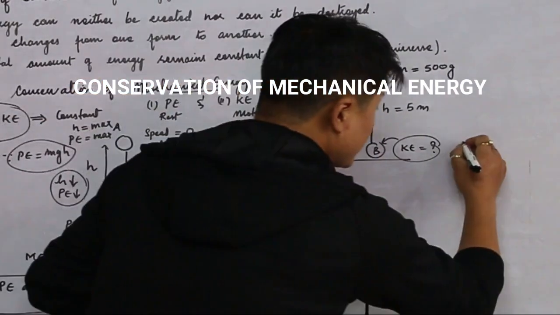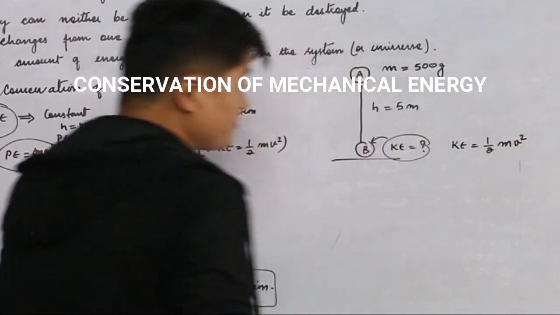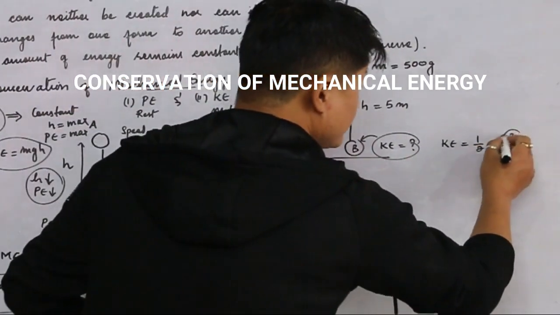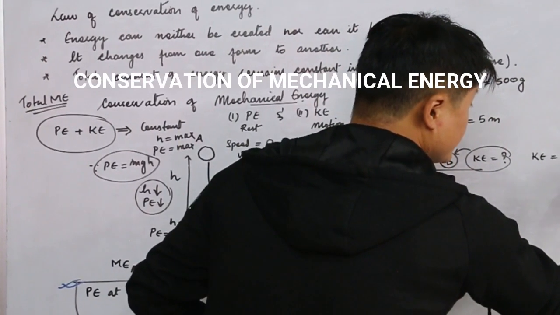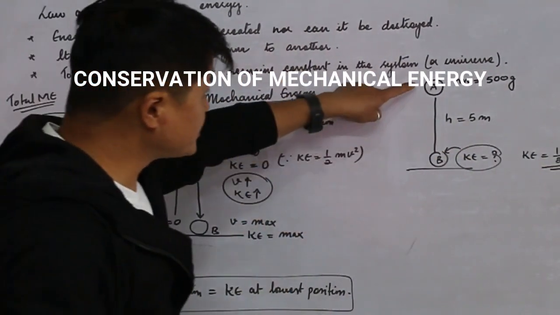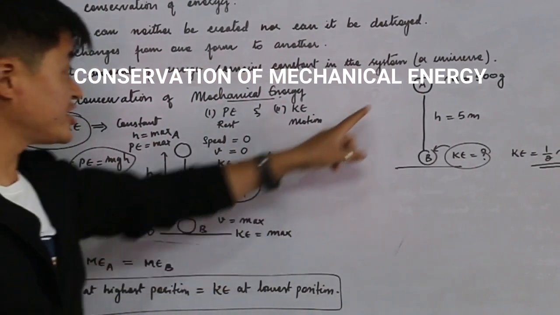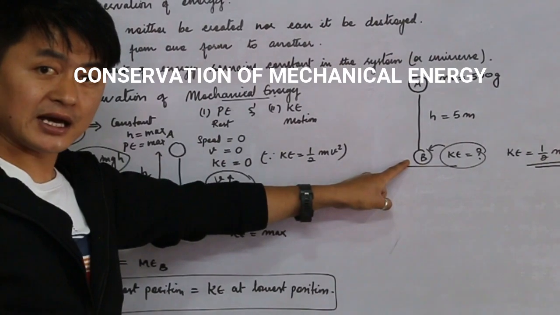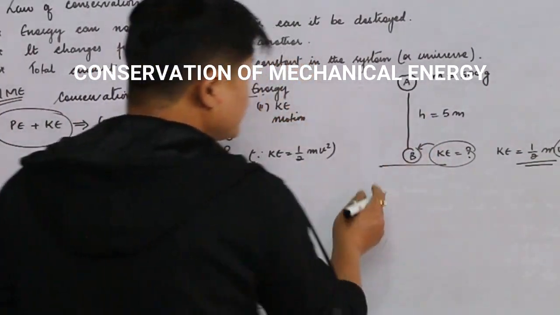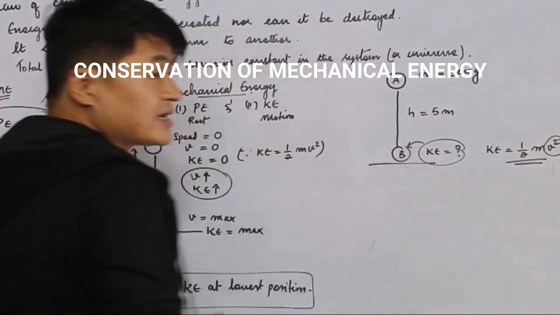We know that the kinetic energy formula is half mv square. We have mass but we don't have velocity, so from this we cannot find the kinetic energy directly. But we know the concept that potential energy at the highest position is equal to kinetic energy at its lowest position or lowest point. So if we find the potential energy at A, it will be equal to kinetic energy at B.